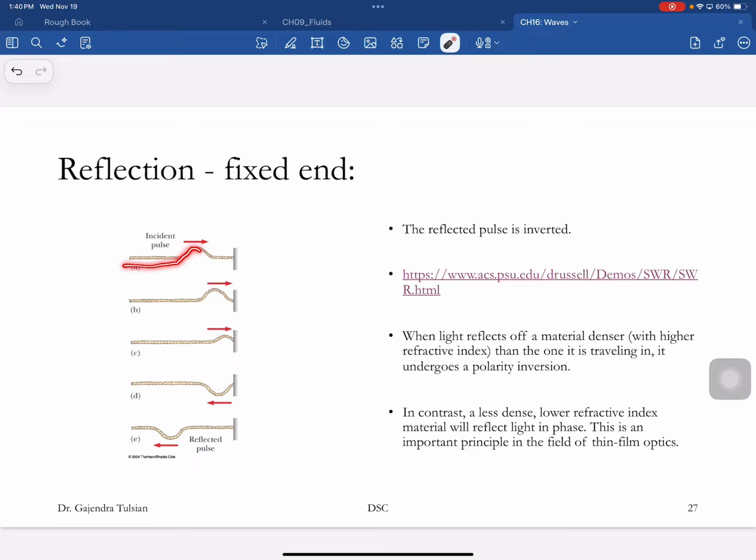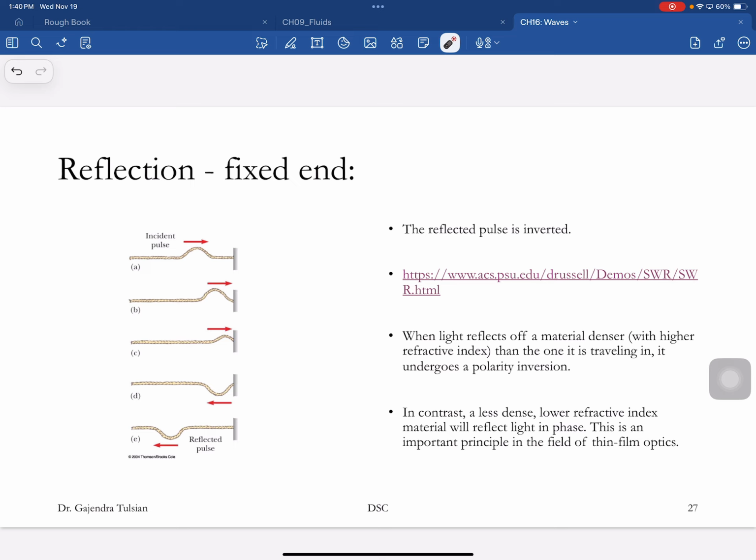Here you sent down a pulse on this string, and then when it reflects, you see a positive pulse became a negative pulse when it reflects off a fixed end. And this is not just academic. For instance, if light hits my glass and reflects off of my glass, this is what's happening. So it's fixed end reflection.